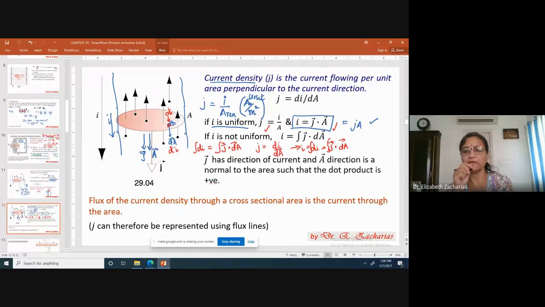Again, here also the area vector and J vector are taken as parallel, and they are parallel to the current direction. Now you look at this. Do you remember your definition of flux, electric flux? Anyone remembers what is electric flux?